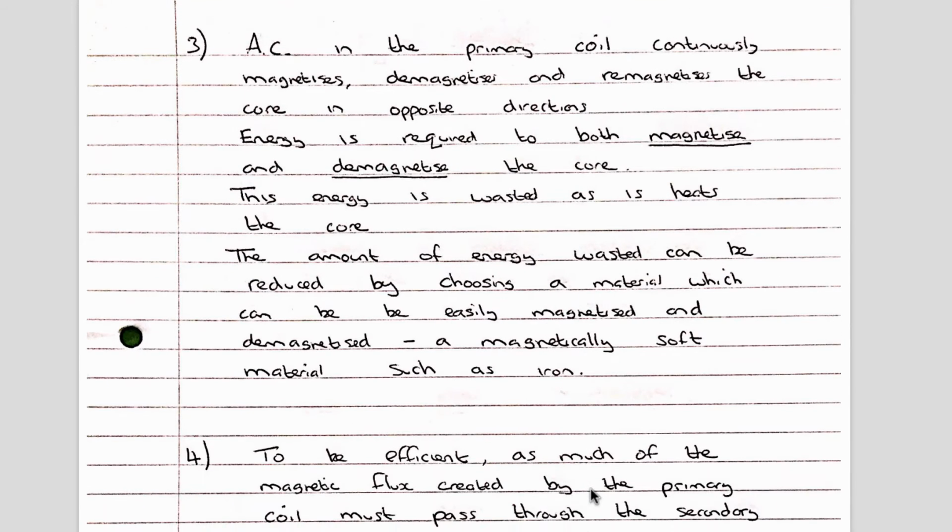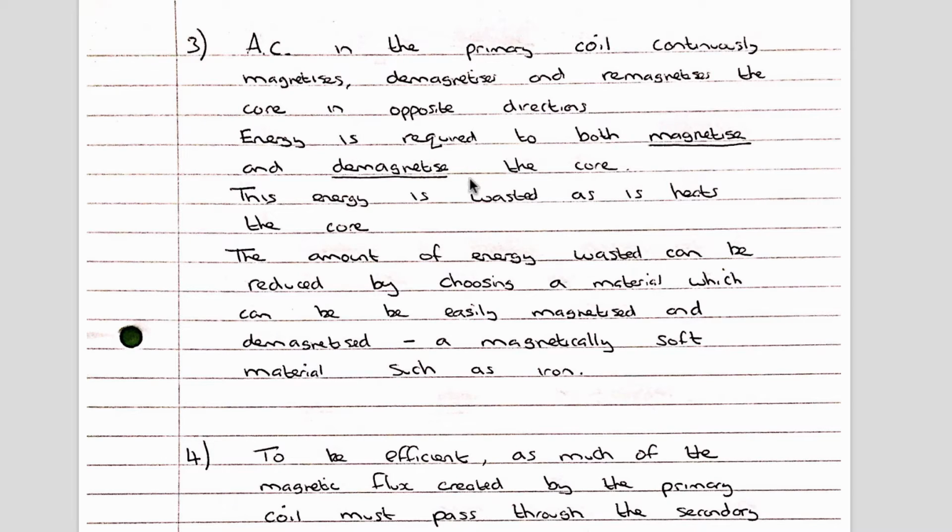Then we have to go onto a separate page for our third one. So our third one is looking at, again, the core, but in this case, the actual energy required to make it into a magnet and then demagnetize it. So that's this hysteresis idea. So what we've got is alternating current in the primary coil continuously magnetizes, demagnetizes, and then remagnetizes the core, and that happens in opposite directions. Energy is needed to both magnetize and demagnetize the core, and this energy is wasted as heat.